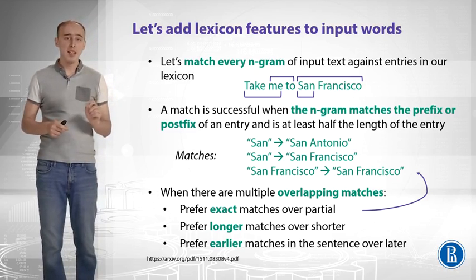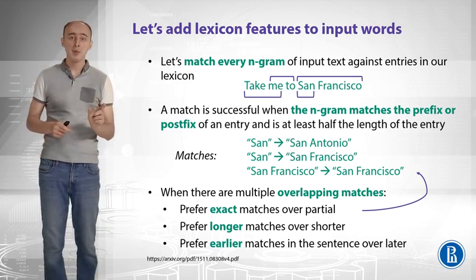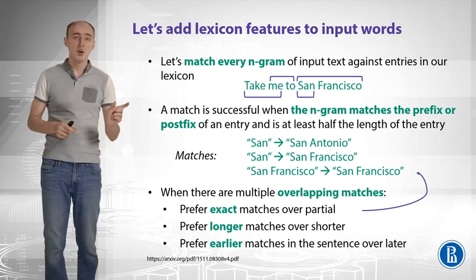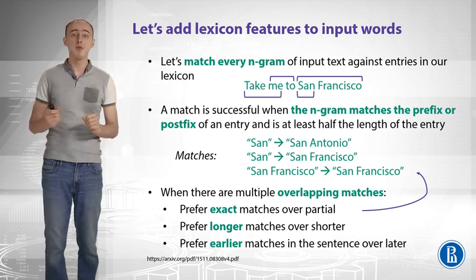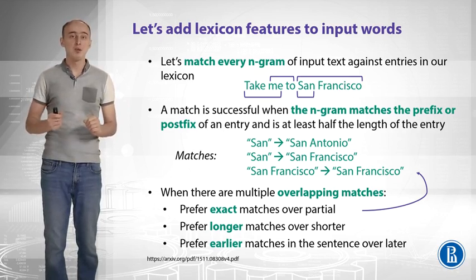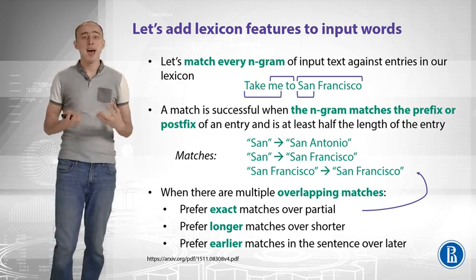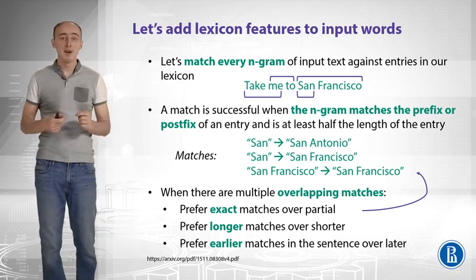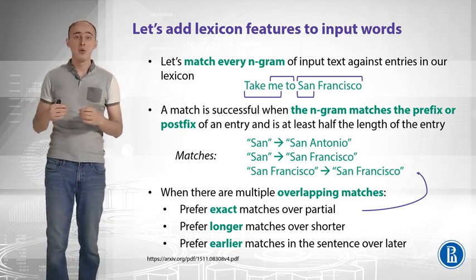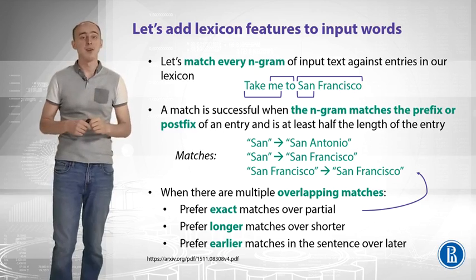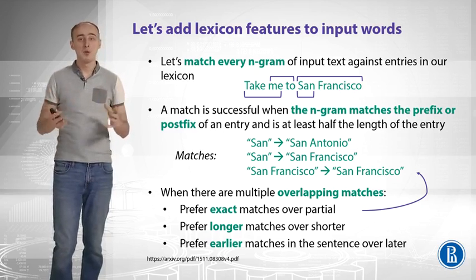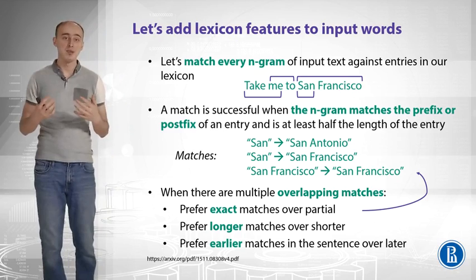And we will say that the match is successful when the n-gram matches either a prefix or postfix of an entry from the dictionary, and it is at least half the length of the entry, so that we don't have a lot of spurious matches. Let's see the matches we might have. San might match San Antonio and San Francisco, and the San Francisco n-gram can match the San Francisco entry. So we get these matches, and we need to decide which one of them is best.